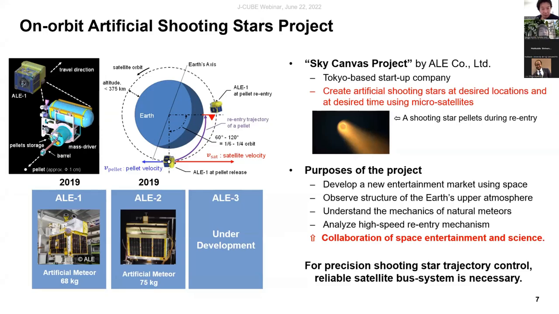Because the particle of the shooting star is very tiny. The size is 1 centimeter in diameter. So we cannot observe the released shooting star with a ground radar system, and we cannot determine its orbit after we release the star. So we have to avoid collision with the shooting star and other spacecraft, especially the ISS or visiting vehicles. So we are requested to keep a very safe attitude control system. So we have to develop this type of double fail-safe system.